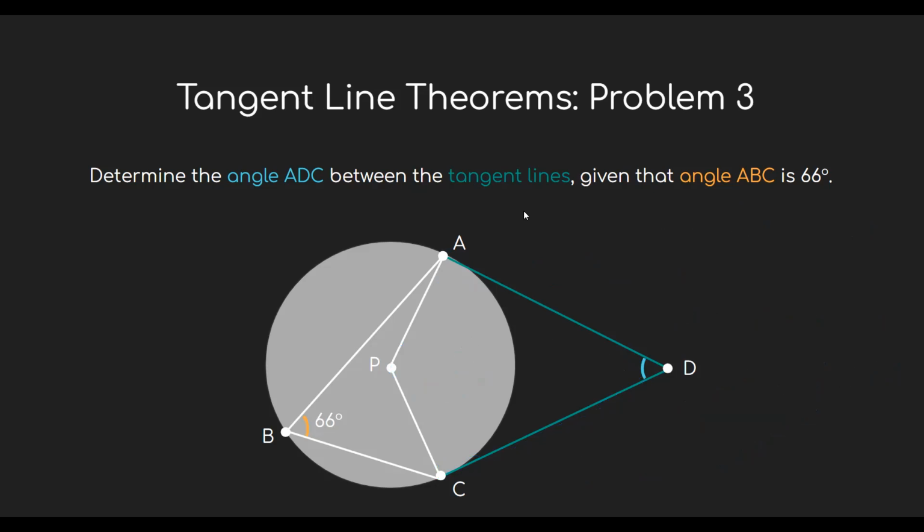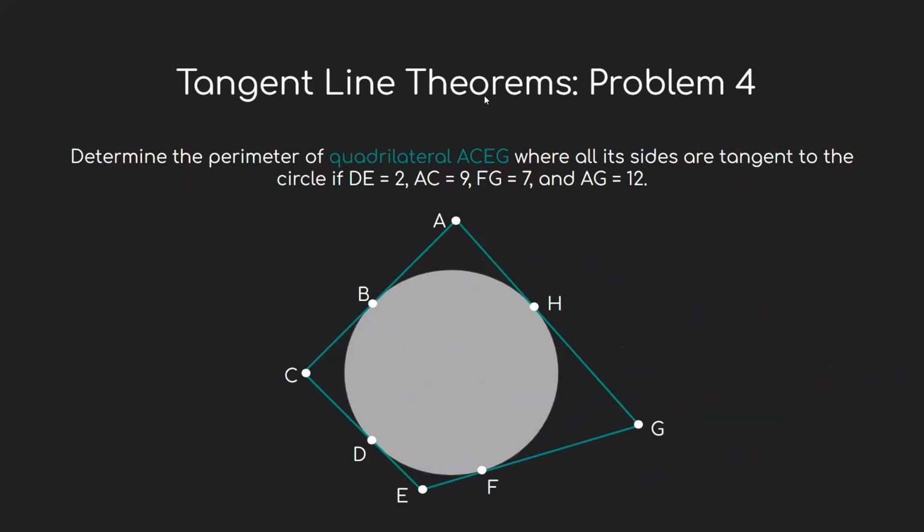All right. We have one last question, and I'll do this really quickly. So you guys don't really have to try to do this in your head, but it's just a sort of proof of concept, proof that this tangent line theorem can actually be used. So I'm given quadrilateral ACEG. So this whole thing out here, where all of its sides are tangent to the circle. So we know that all of these lines are tangent lines.